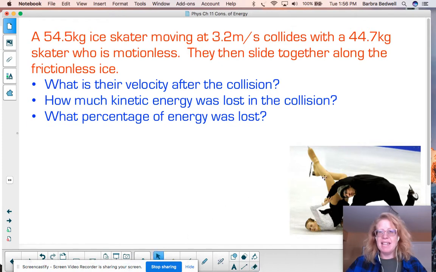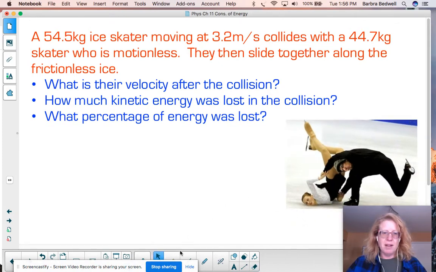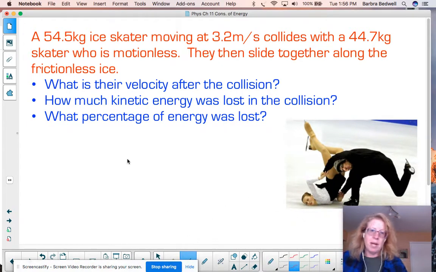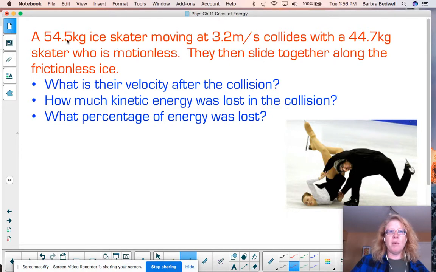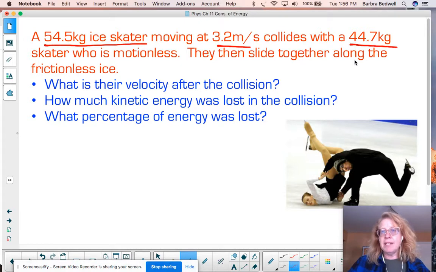So with these guys, here's an example of this sort of collisions problem and how we apply it. So we've got ice skater number 1, who's 54.5 kilograms. They are moving, and then they collide with a second ice skater who is motionless. So they're sliding together then across the frictionless ice. So question number 1, what's their velocity after the collision?